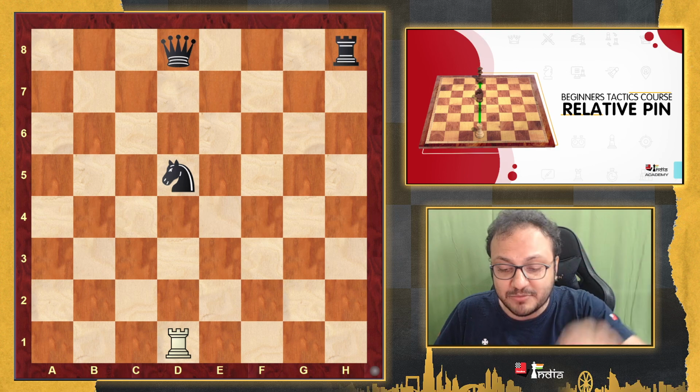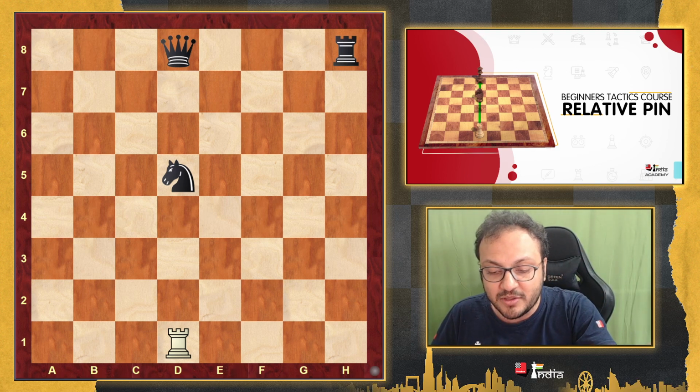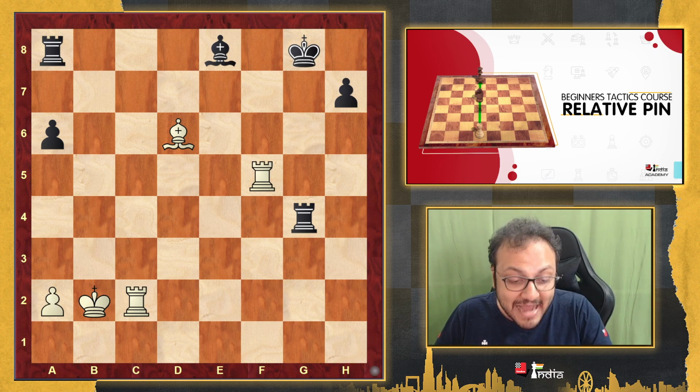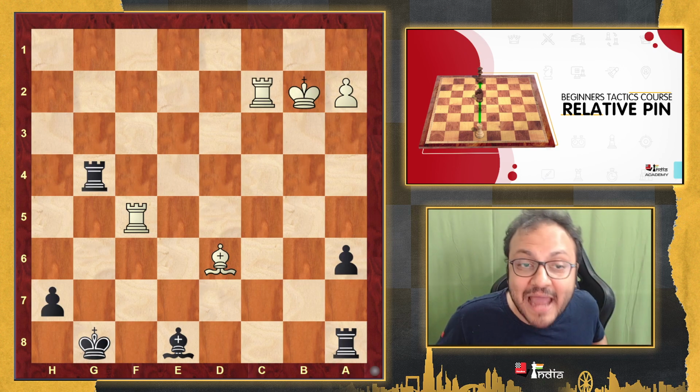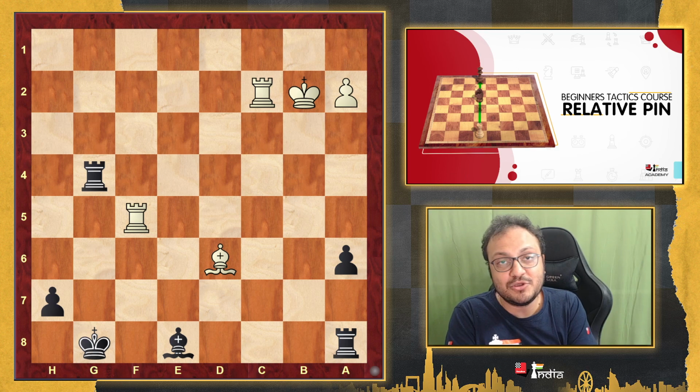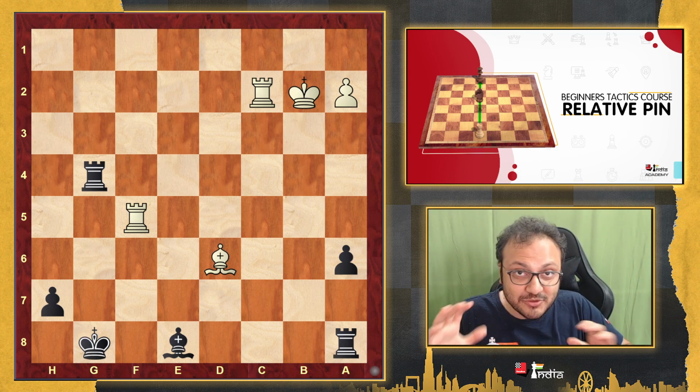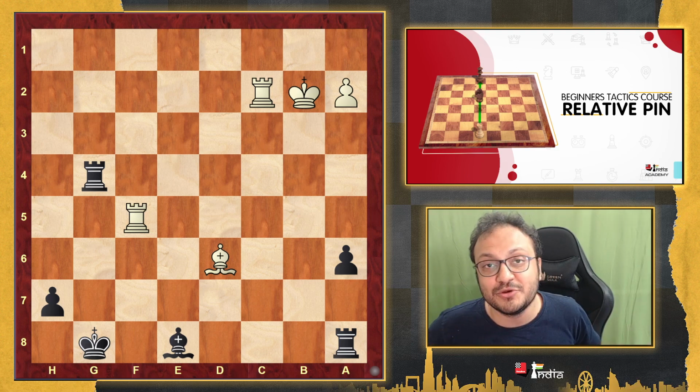Now it's your time to solve. First one on the board here, let's go. It's black to play, so I'm going to flip it. Black to play. How do you continue this position? Try to think, try to figure out what would you do here.